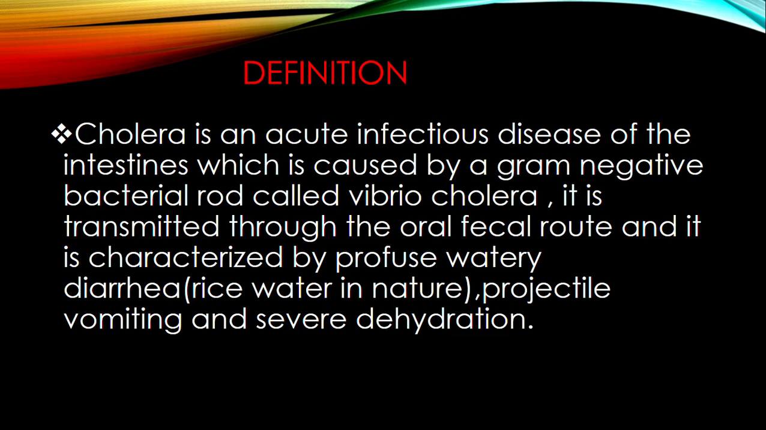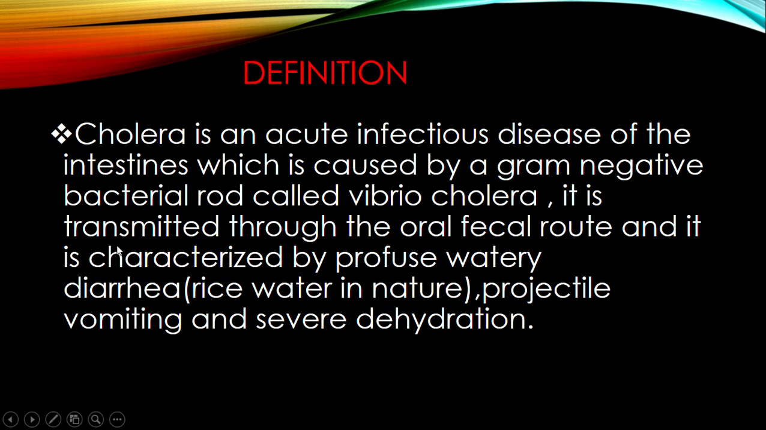So now let's go on to look at the definition of cholera. How can we define cholera? We can define cholera as an acute infectious disease of the intestines which is caused by a gram-negative bacterial rod called Vibrio cholerae. It is transmitted through the orofecal route and it is characterized by profuse watery diarrhea, which is rice-water like in nature, projectile vomiting, and severe dehydration.